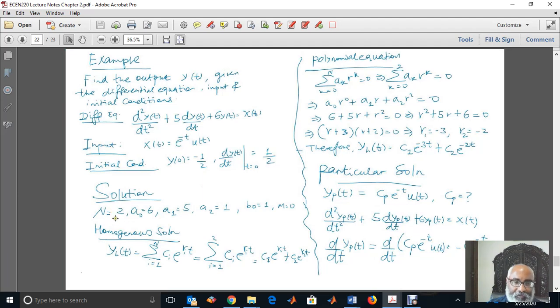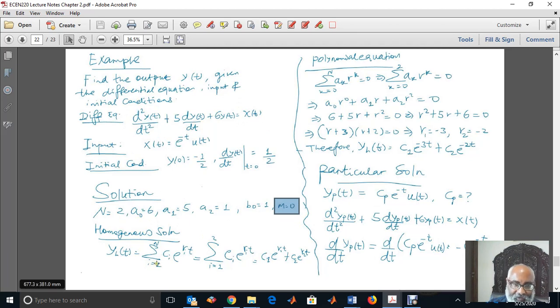Solution, the first step, in order to determine the A's and the B's. A0 is 6, the coefficient of y. A1 is 5, the coefficient of dy by dt. A2 is 1, the coefficient of the second derivative, because this is 1, the coefficient. B0 is 1, the coefficient of x of t. M0, no derivative for the x of t. Okay, so second order system.